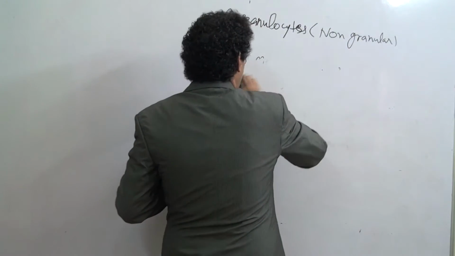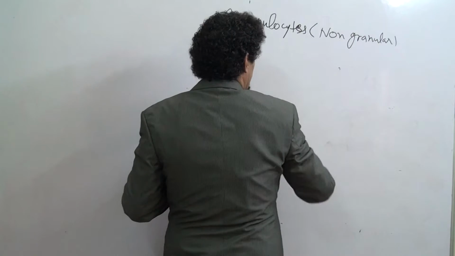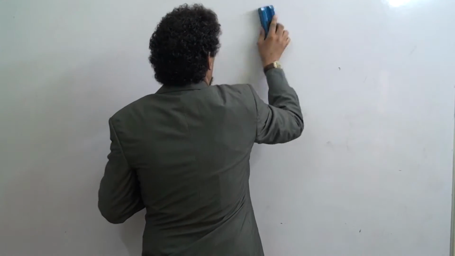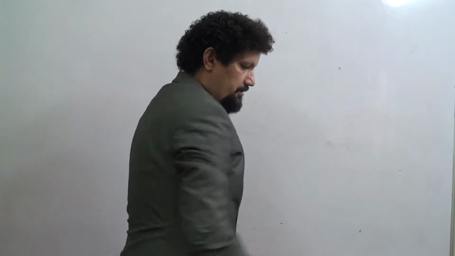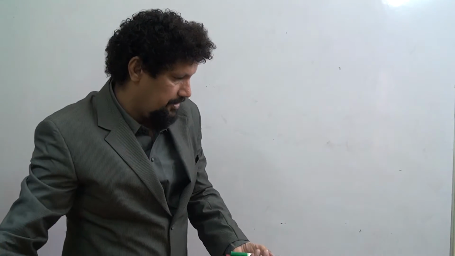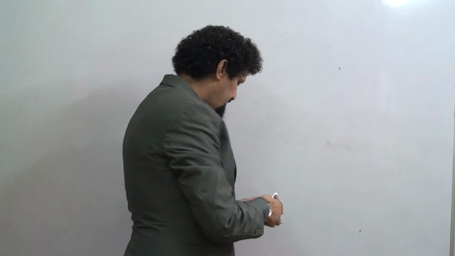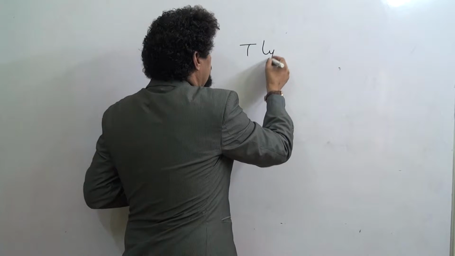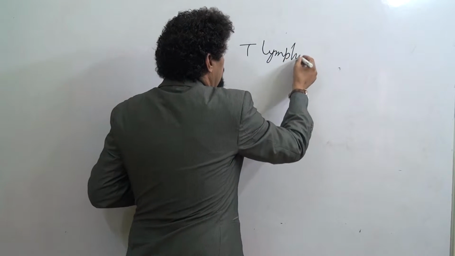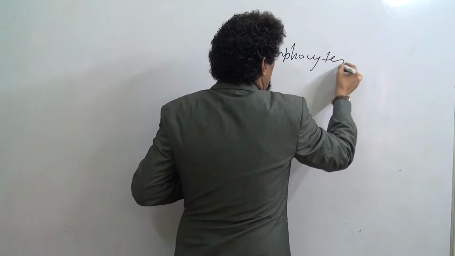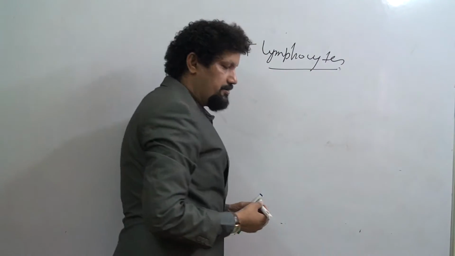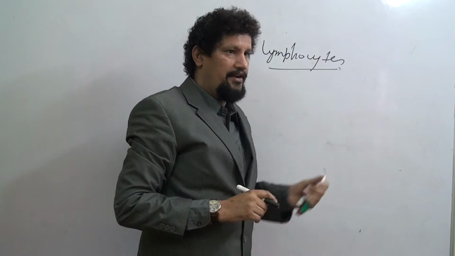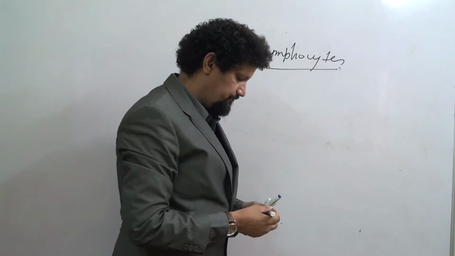The second component of the lymphocyte is the T lymphocyte. These lymphocytes mature and differentiate in the thymus.